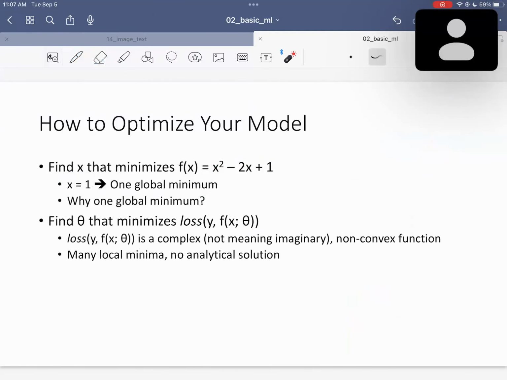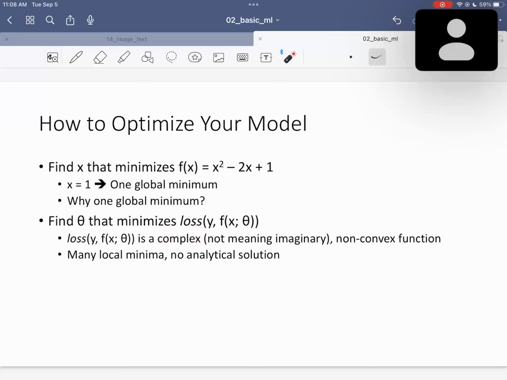That was very easy for this guy, because this is a very simple function. We already know its form, right? But in this loss function, for example, if you think about image classification, dog or no dog, then the loss was cross entropy, and your function could be anything. It could be CNN, it could be transformer, whatever you want. So the mathematical form would be way more complex than this guy. Complex doesn't mean imaginary, it's just complicated.